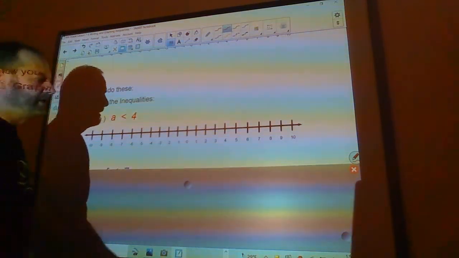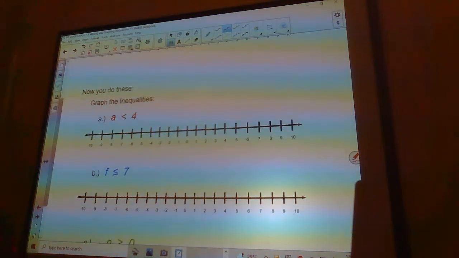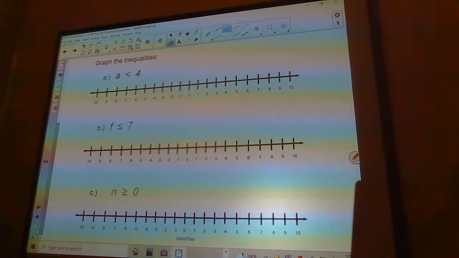Okay, so you're going to do these right here. Pause the video. Oh, there's 3. You're going to do these 3 problems. Graph a is less than 4, f is less than or equal to 7, and n is greater than or equal to 0. And then jump back on here and see how you did.